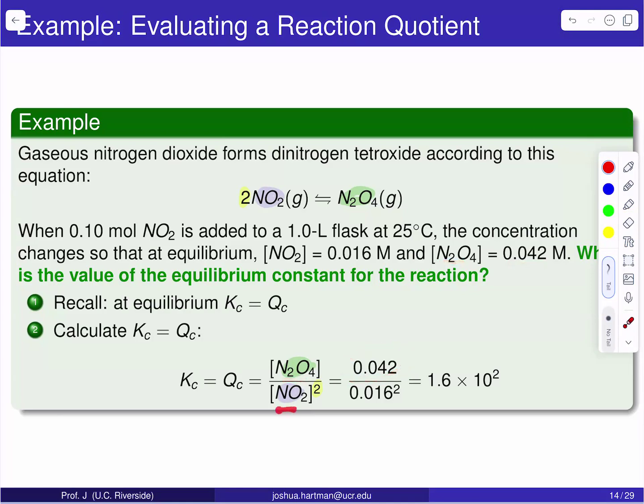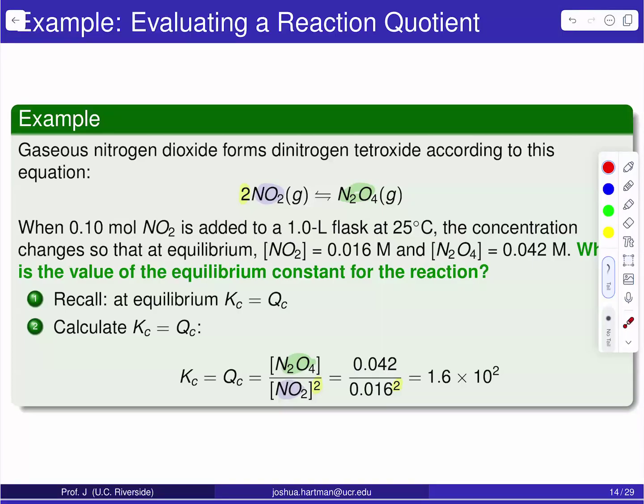And we know that at equilibrium, the concentration of NO2 is 0.016 molar. So we're going to plug that in right here, again remembering to keep that exponent. And once we set this up, and again, I'm setting it up without plugging in any of the units, because of course we're talking about relative concentrations here, and so we basically just drop the units, don't think about the units, and we come up with a value of 1.6 times 10 to the second.